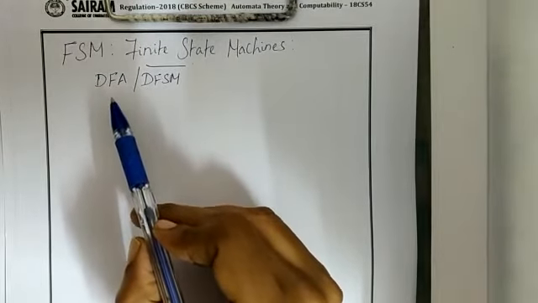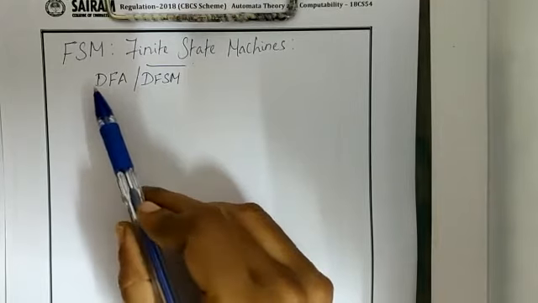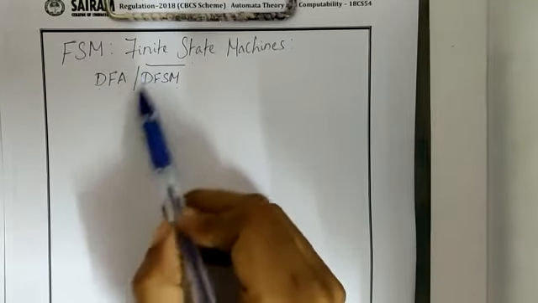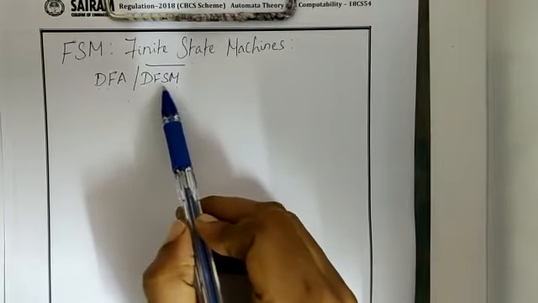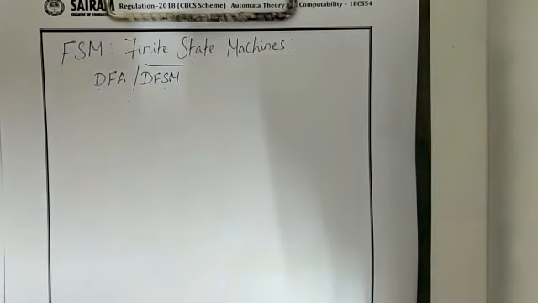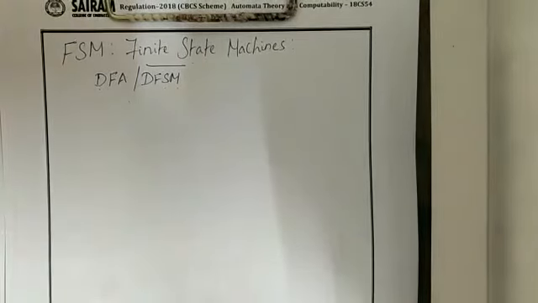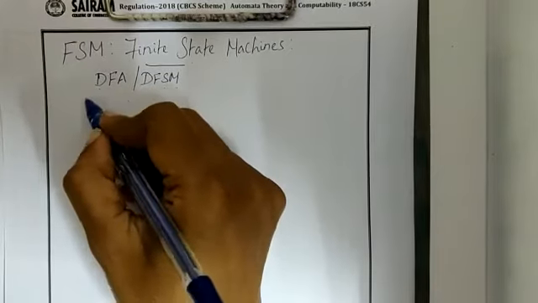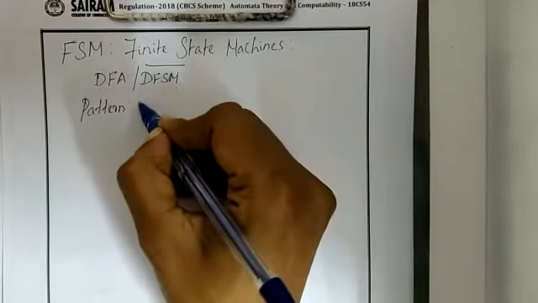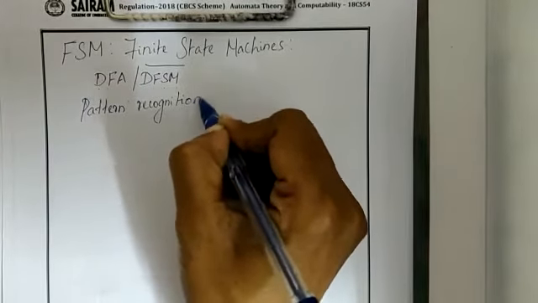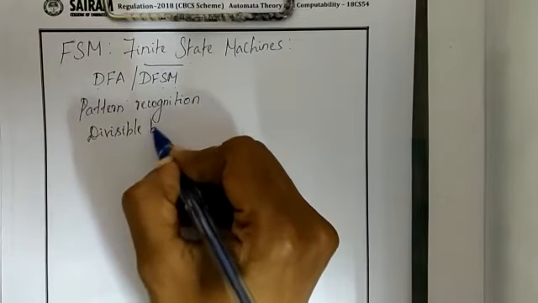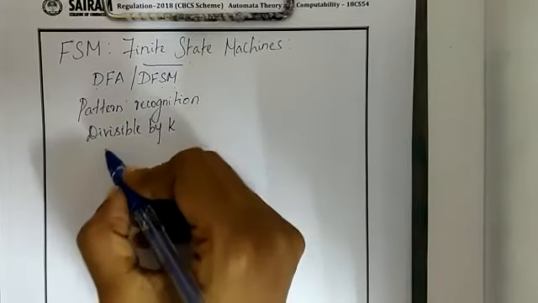So we'll be seeing the first type, designing DFA or DFSM. DFA stands for deterministic finite automata, or I can say DFSM, deterministic finite state machines. So I can construct a DFA for various problems like pattern recognition problem, divisible by k problem and mod k problems.